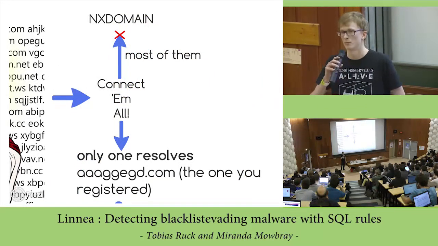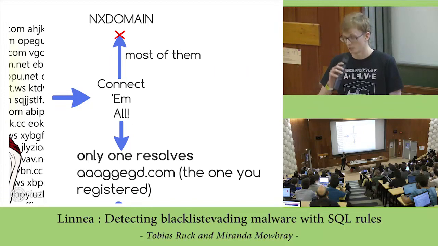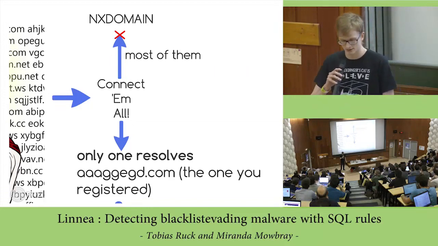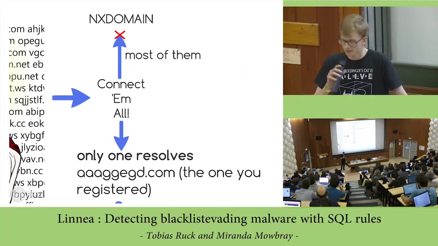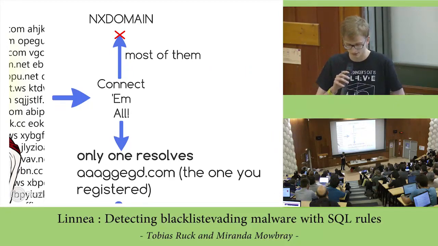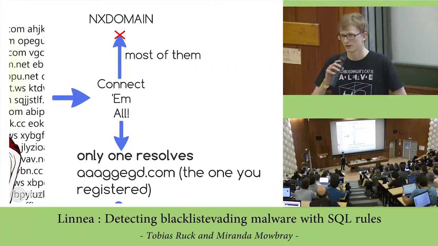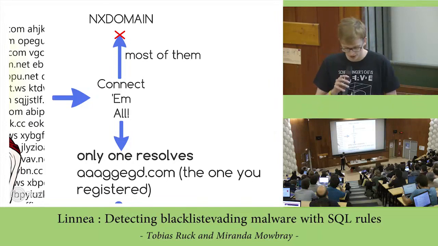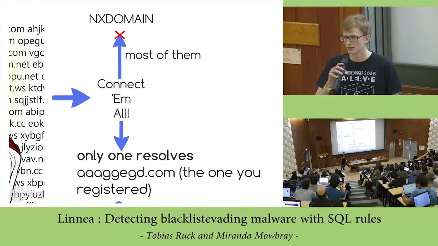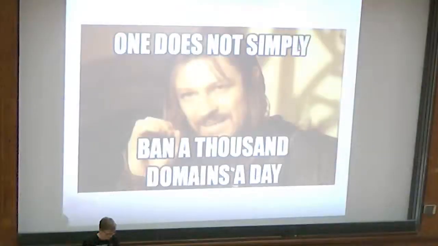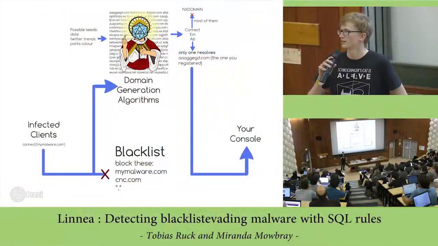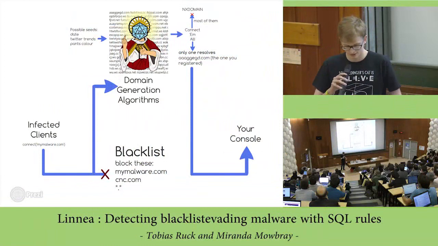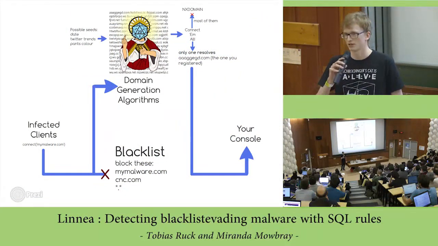What you do now, you connect to them all, and yeah, boy do they fail. This is since you only register one of the domains, only one will resolve, the one you registered, and that way you can connect to your console. Why is this working? As cybersecurity experts like to say, one does not simply ban 1,000 domains a day. And, hooray, you managed to get the world ruled by millions of submissive bots.